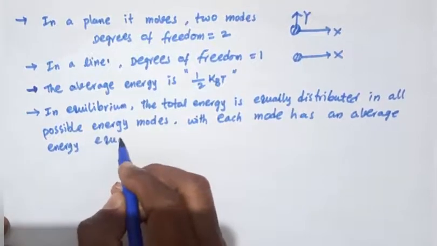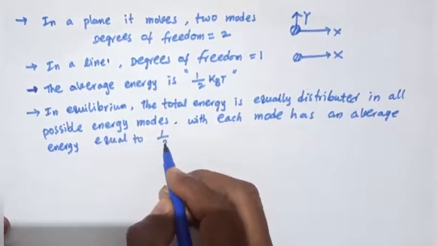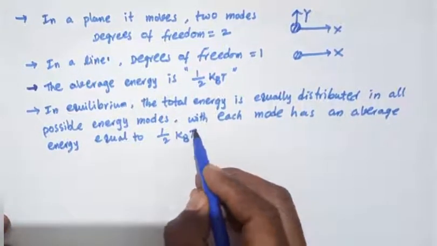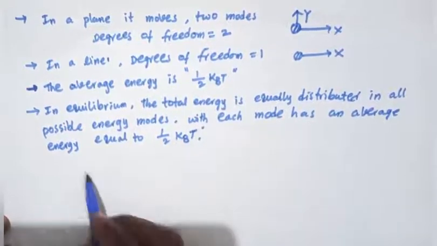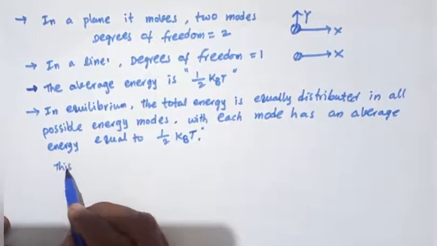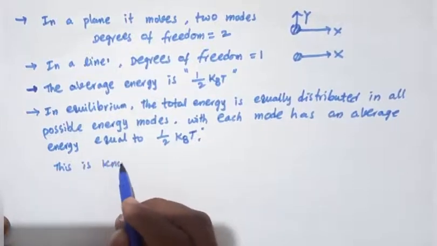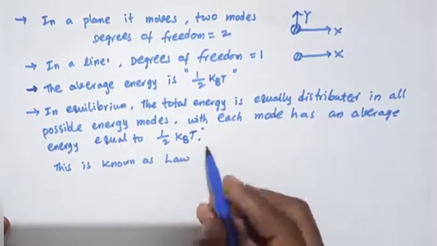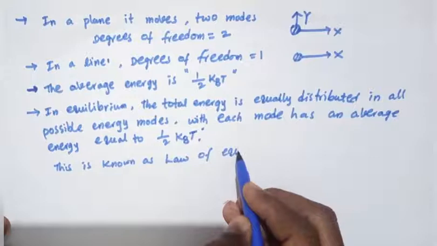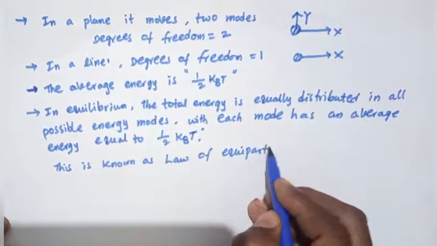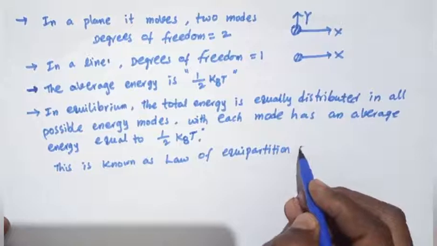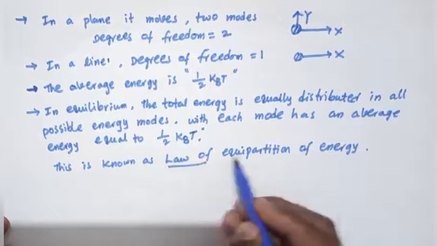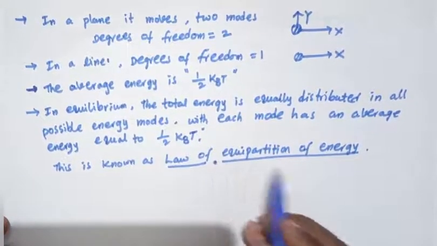It is equal to half kBT. So this energy is known as the law of equipartition of energy. This is the law of equipartition of energy.